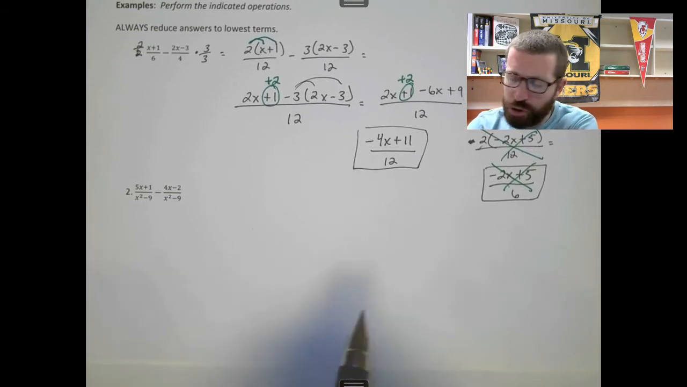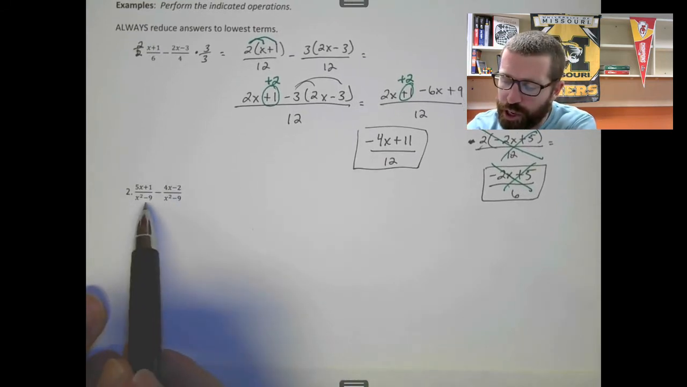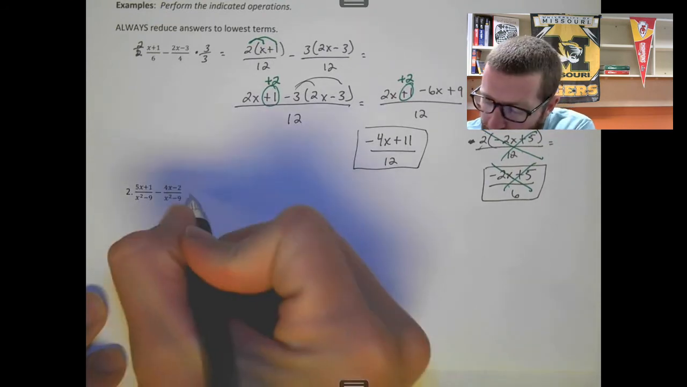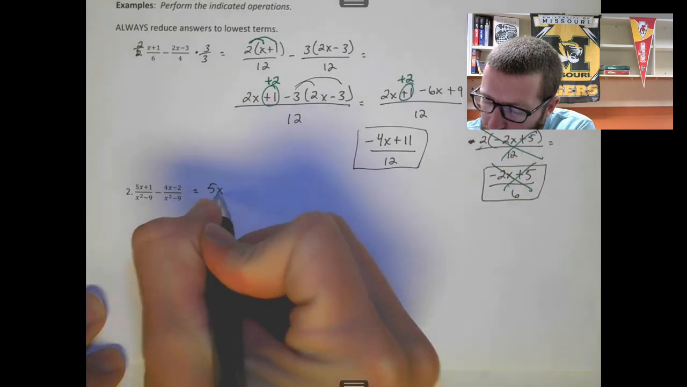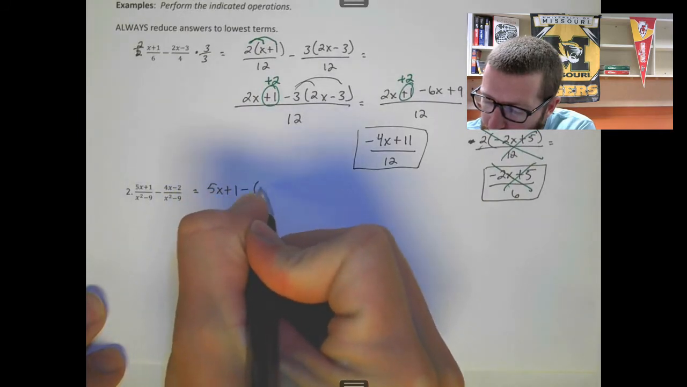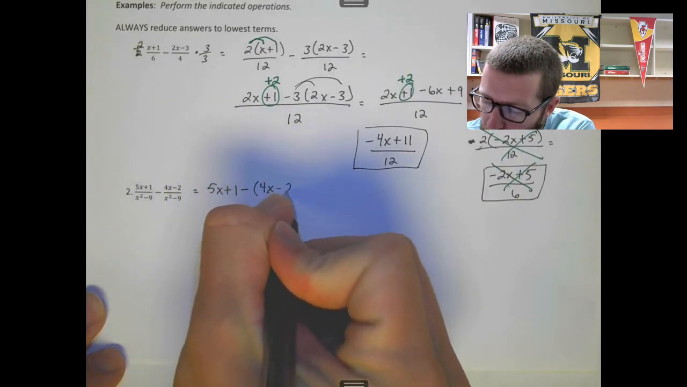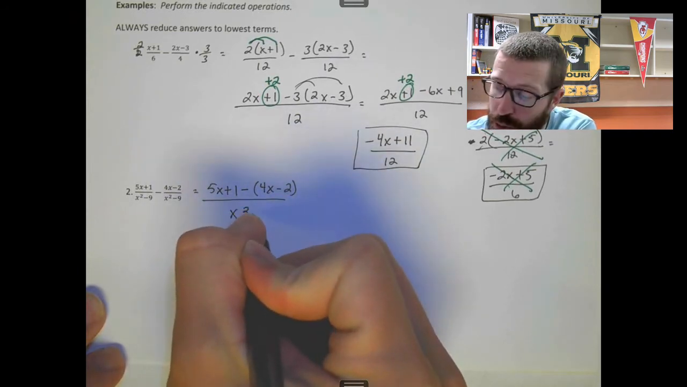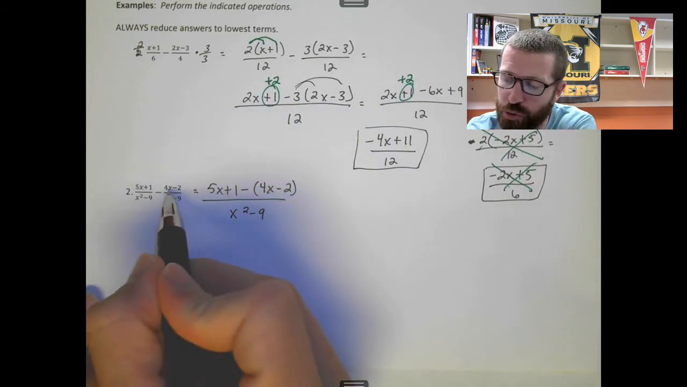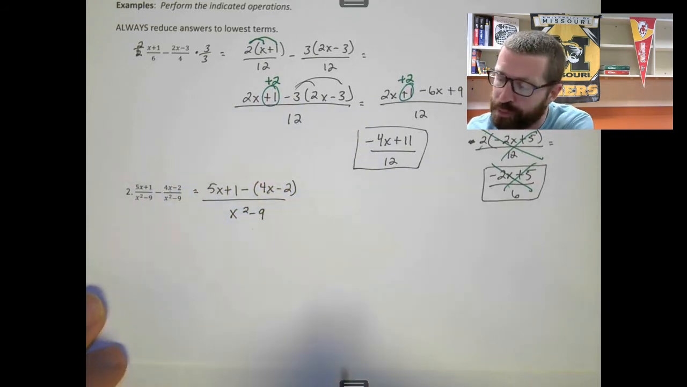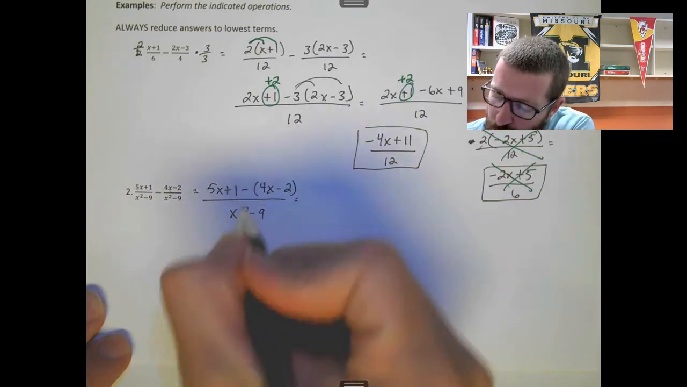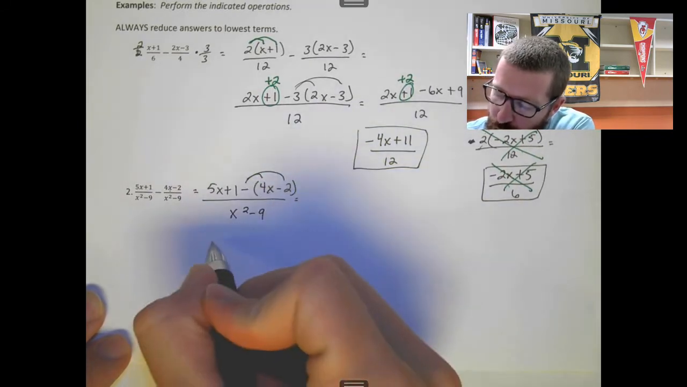Okay, number two is nice because x squared minus 9 and x squared minus 9 are the same. And so we can just add the top. So we get 5x plus 1 and then minus, and use parentheses here because you will forget to distribute. It's one of the most difficult things about these problems actually, when you're subtracting and there's more than one term on top. And then go ahead and distribute. And I'm going to watch to make sure I do that correctly.